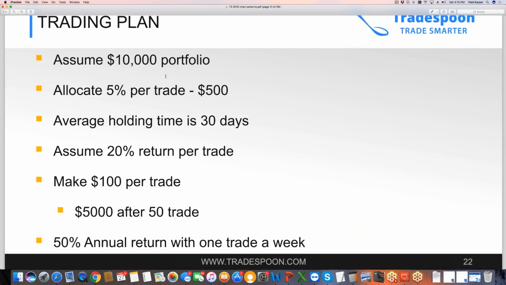And this shows our trading plan for short-term trading. A lot of you, this is actually a long-term trading. This is our swing trading. I'm using option spread trades. So this is option trading, and it shows the trading plan that we follow at TradeSpoon.